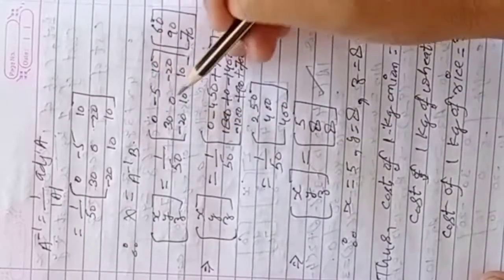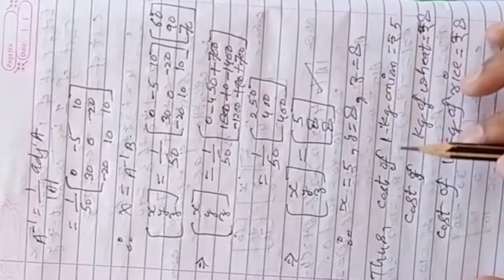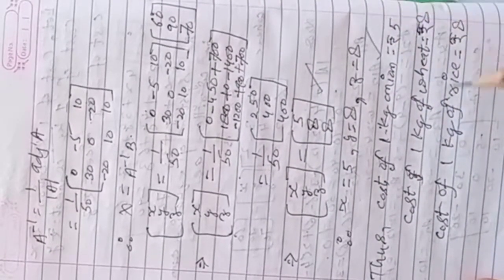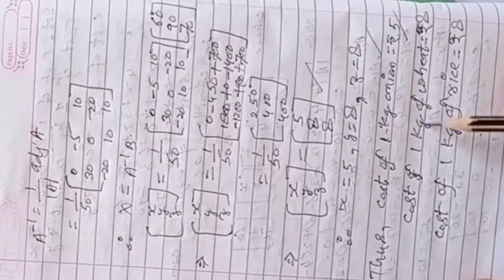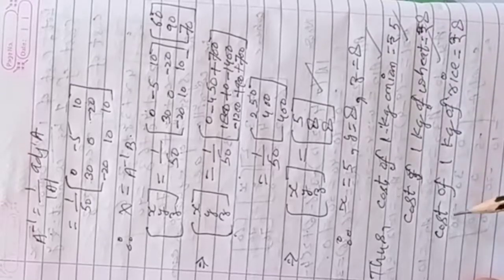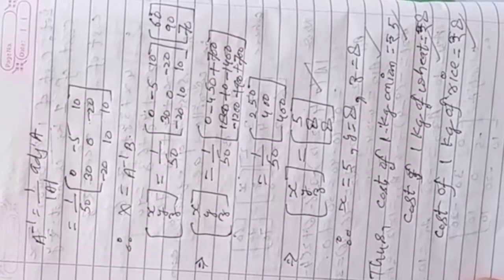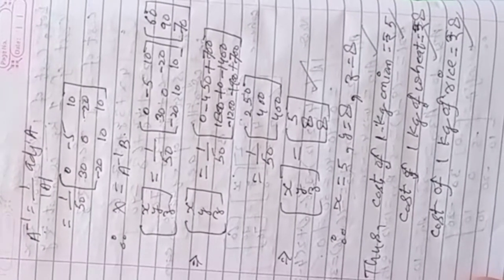We discussed this calculation so many times, so you know very well. x is equal to 5, y is equal to 8, z is equal to 8 is coming. It means the cost of 1 kg of onion is rupees 5, the cost of 1 kg of wheat is rupees 8, and the cost of 1 kg of rice is rupees 8. This is our required answer. So today we finished exercise 4.6. Thank you very much.